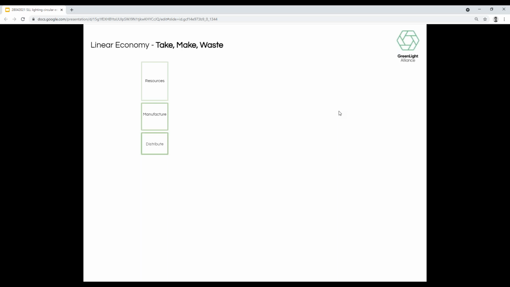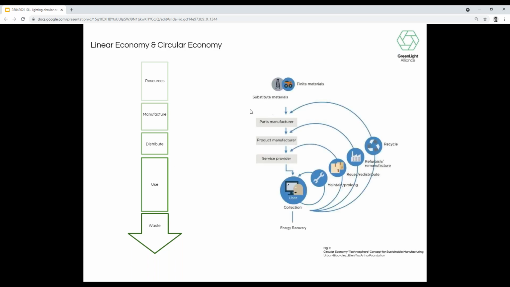So Tim, I won't spend too long on this diagram because Tim finished on this last week, and he explained the take, make, waste model. To talk about the circular economy, obviously we have to understand the linear one, and that's been covered already in this series. And then here we have the well-known butterfly diagram from Ellen MacArthur, which has the biosphere and the technosphere, which we're going to focus on today.